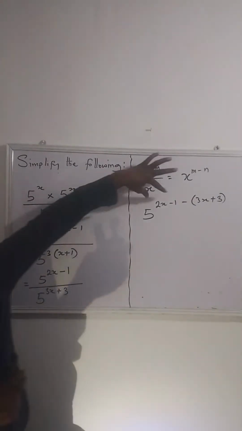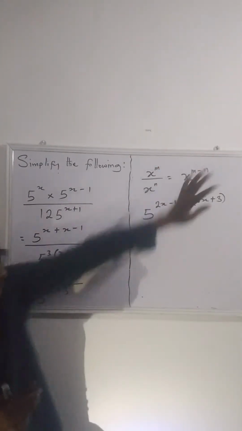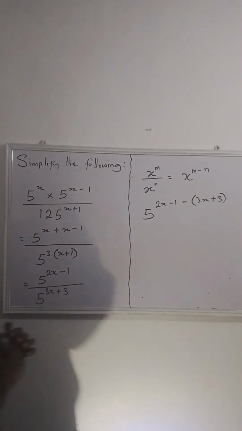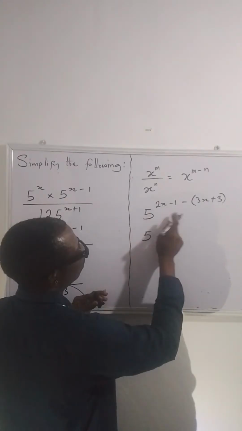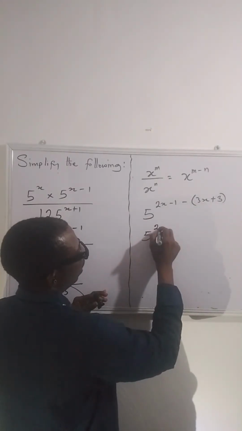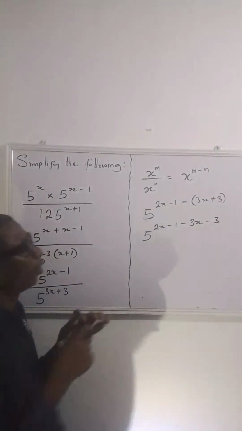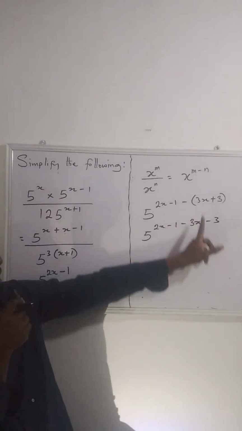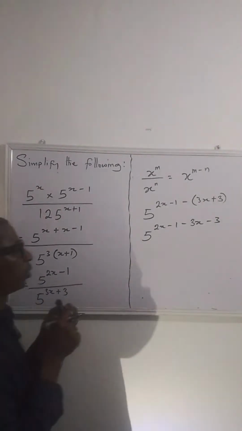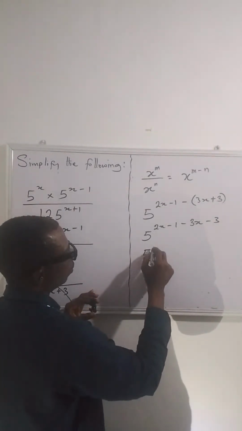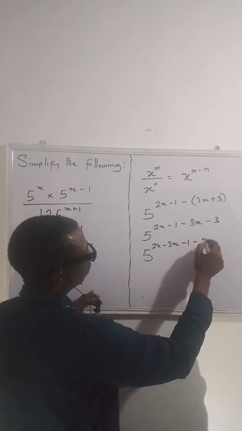This is n and this is n. So we are subtracting. Why are we subtracting? Because we are dividing. So now we have 5 raised to the power of, now let's open this bracket. 2x minus 1 minus 3x minus 3. So you open the bracket with minus. Minus times 3x, you have this. Minus times plus 3, you have minus 3. Okay, so you have 5 raised to the power of 2x minus 3x minus 1 minus 3.